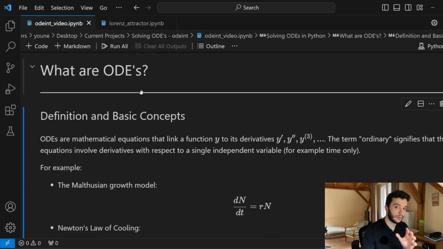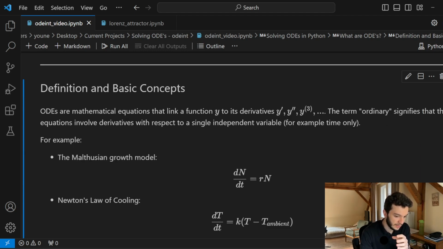Now, what are ODEs? An ODE is a mathematical equation that links a function y to its derivatives. It can be the first derivative, the second, third, up to the nth term. The term ordinary signifies that the equation involves derivatives with only one variable, for example, time or space, t or x.